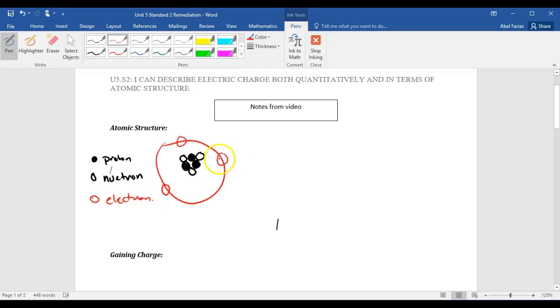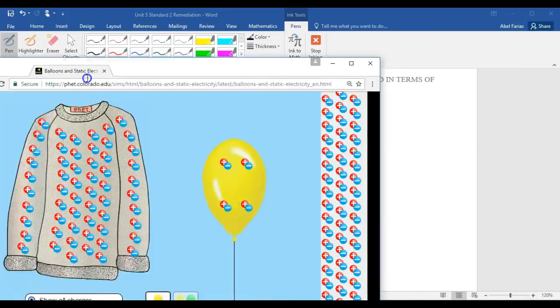Now, due to the fact that the electrons are outside in the outer ring, they're easy to move, right? Now, because they're easy to move, the electrons are what gain and lose charges. So that's how you can gain a charge. That's how you can lose a charge. So if you remember this particular simulation, I'm going to get to it. Okay, so this simulation here, remember?